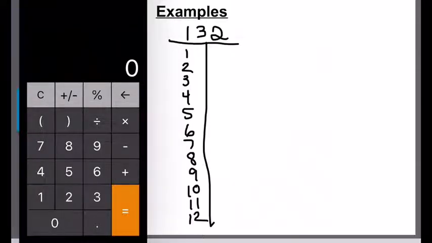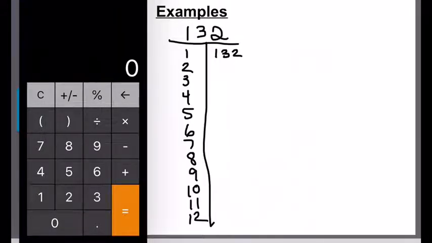We all know that every number has a factor of 1 and itself, because we can always multiply 1 times itself to get that number. So my first factor pair is 1 and 132. Then, using my divisibility rules, I can determine if it's divisible by 2. Remember, if the number is even, it's divisible by 2.